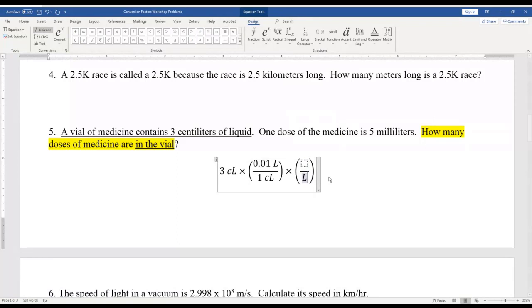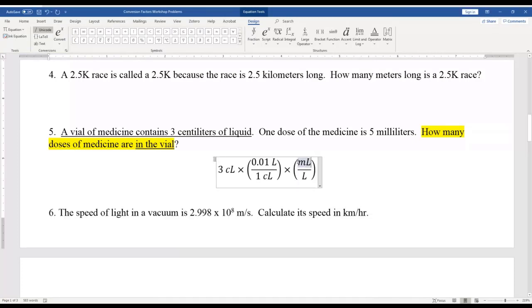The liters is of course going to have to come down, and what can I now convert liters to? Now milliliters. Absolutely, very good. And I put a 1 in front of milliliters. And then milli, as we already know, is 10 to the negative third, or 0.001. I'll just do 0.001 this time, but 10 to the negative third is fine as well.